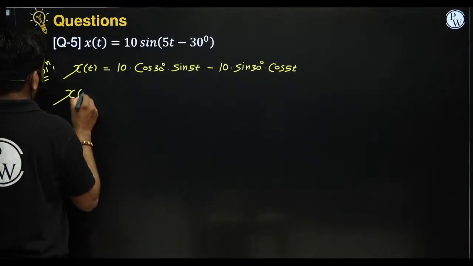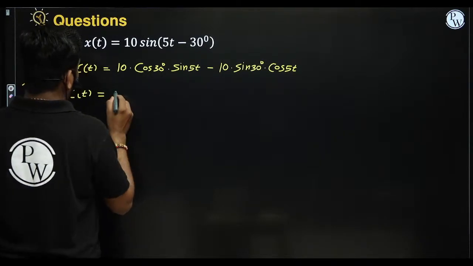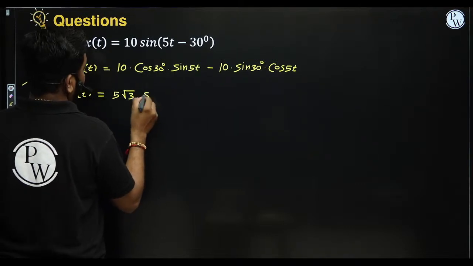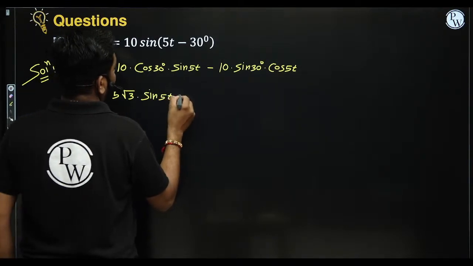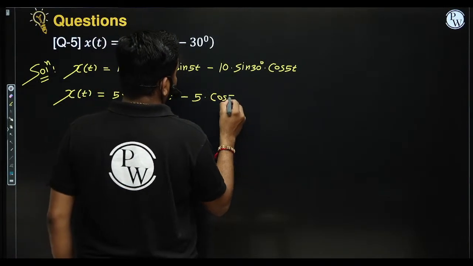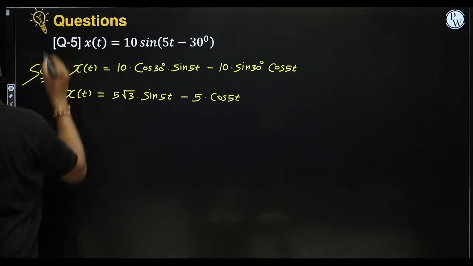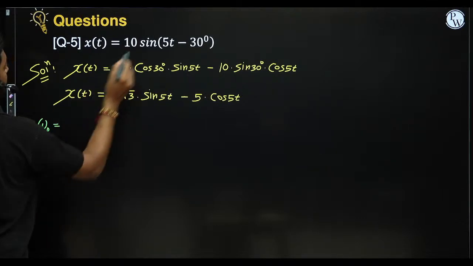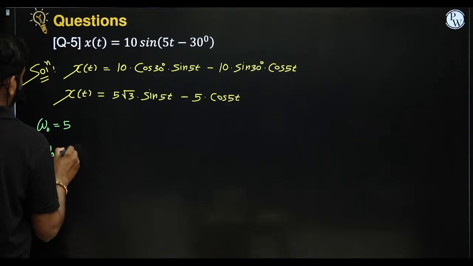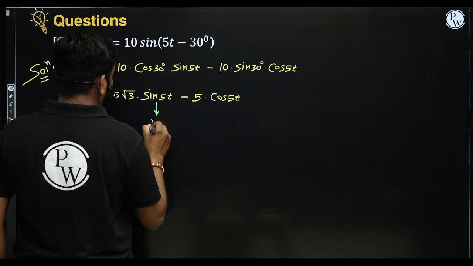So x of t is equal to root 3 by 2, so it is 5 root 3, guys. 5 root 3 sin 5t minus, again this is 5 cos 5t. Okay. So the fundamental frequency is equal to what? The fundamental frequency is 5. So n omega 0 is also 5. So n is equal to 1, guys. n equal to 1. So here we got n equal to 1.